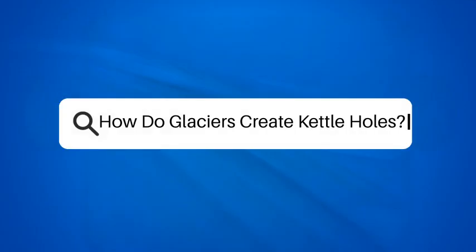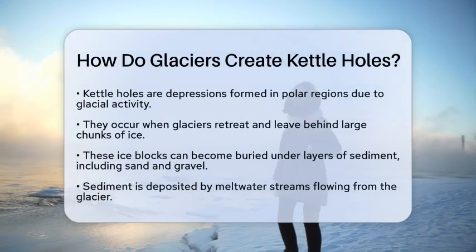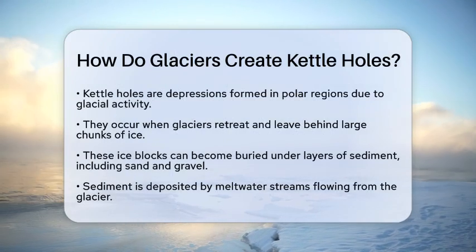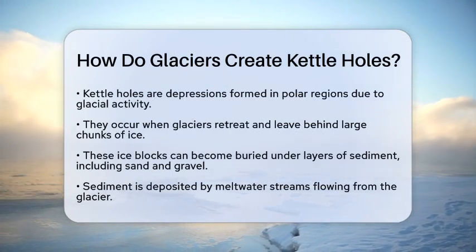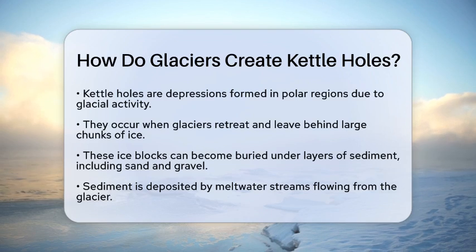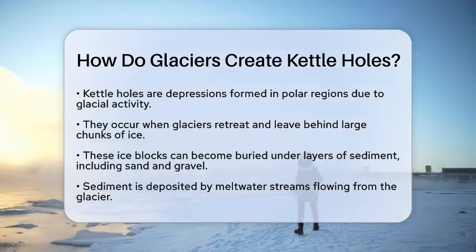How do glaciers create kettle holes? Have you ever wondered how those unique depressions called kettle holes form in the polar regions? Let's break it down. Kettle holes are fascinating features that arise from the actions of glaciers. When glaciers retreat, they leave behind large chunks of ice that can become buried under layers of sediment.